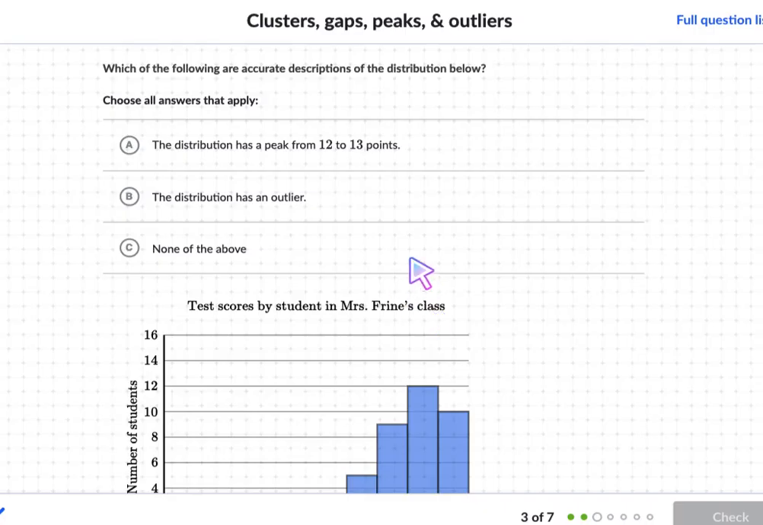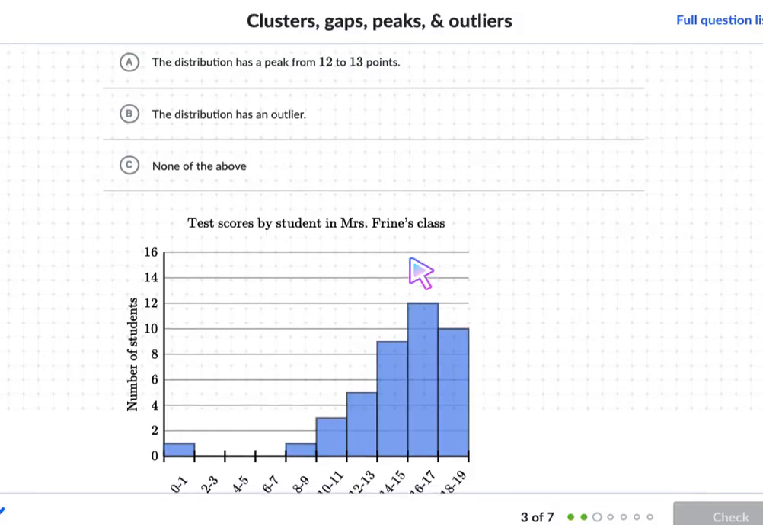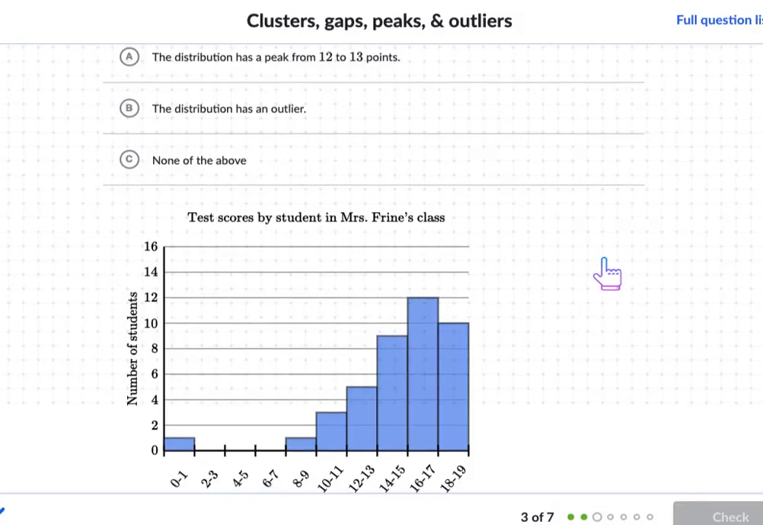Go ahead and try this one on your own. Choose all the answers that apply. The distribution has a peak from 12 to 13 points. The distribution has an outlier, and also none of the above. Okay, so let's try the first statement. The distribution has a peak from 12 to 13 points. Remember, this is a histogram, so it makes sense that there's that interval. 12 to 13, is that your peak right there? No, that's not a peak. The peak would have been right here at this interval, 16 to 17.